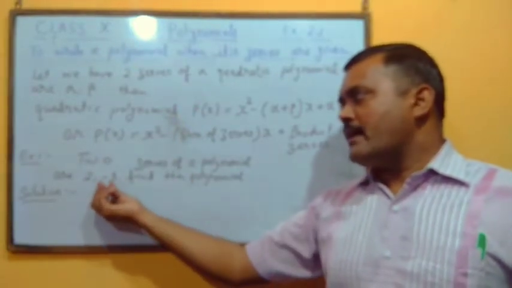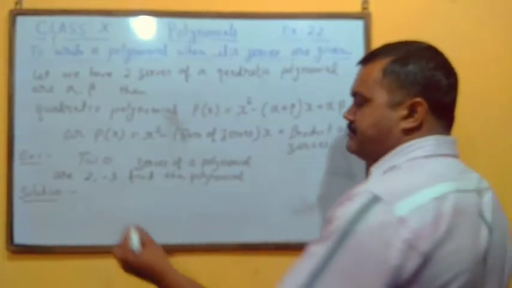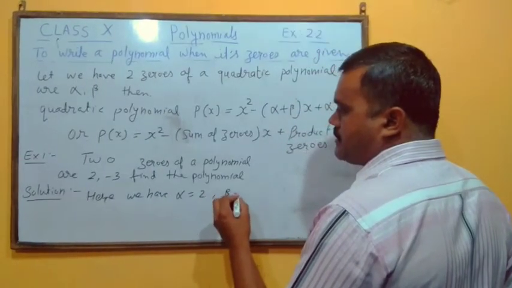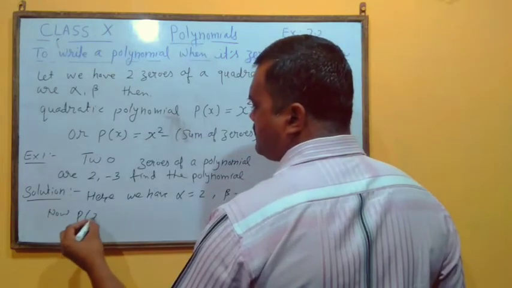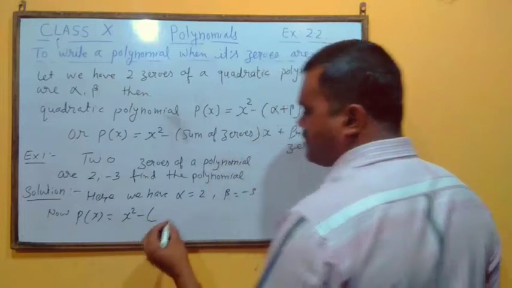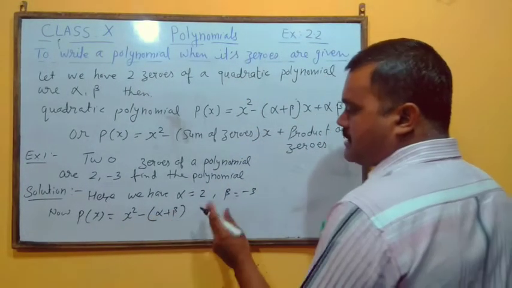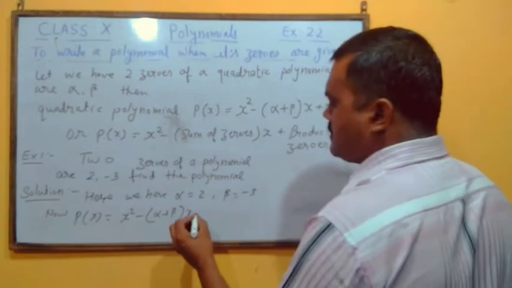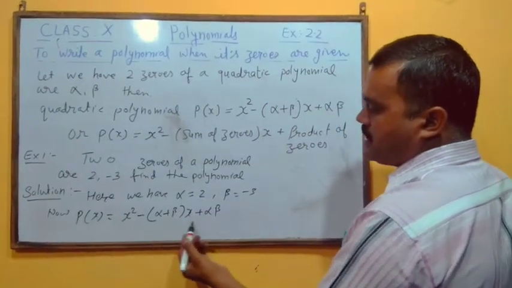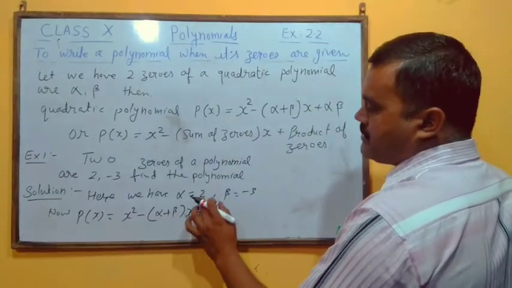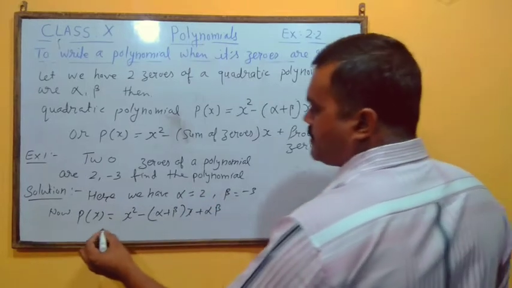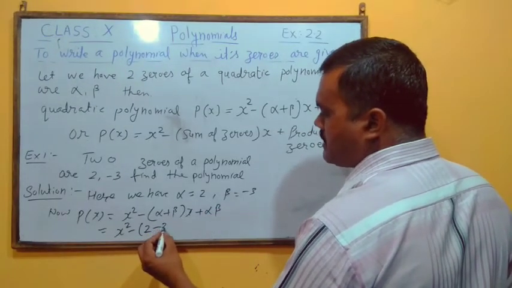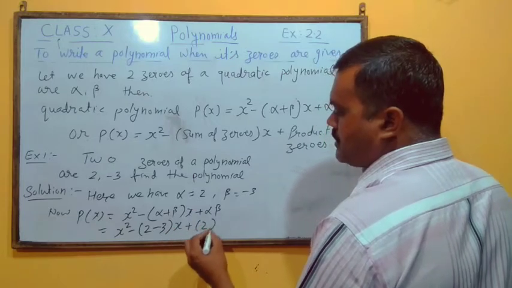So here we have an example just to make it clear. Two zeros of a polynomial are 2 and minus 3. Find the polynomial. So here we have alpha is equal to 2 and beta is equal to minus 3. Now p(x) is equal to x square minus sum of zeros, that is alpha plus beta, into x plus alpha into beta. This is the formula to write the polynomial, which I have written here also. So it will be x square minus, alpha is 2 and beta is minus 3, so it will be minus (2 minus 3) x plus 2 into minus 3.